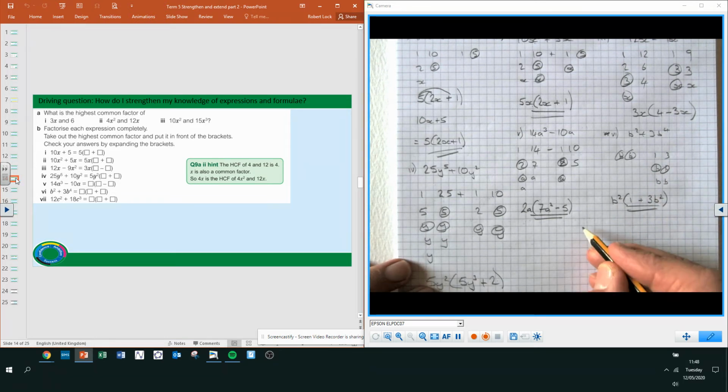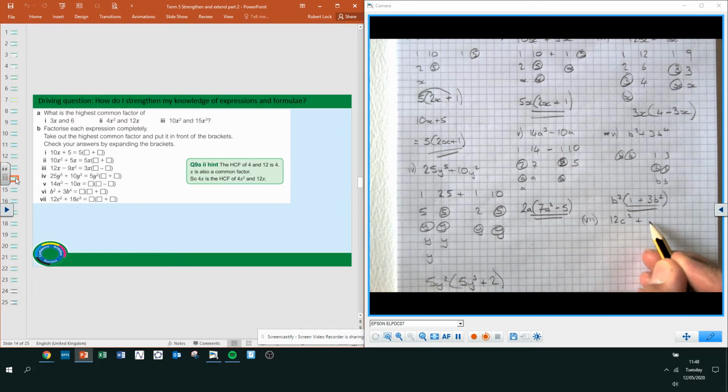And the last one. Question 7. 12c squared plus 18c cubed. So factors of 12: 1 and 12, 2 and 6, 3 and 4, and c and c. 18 is 1 and 18, 2 and 9, 3 and 6. 4 doesn't go, 5 doesn't go, 6 is already there. c, c, c. So our common factor is 6 and 2 c's.